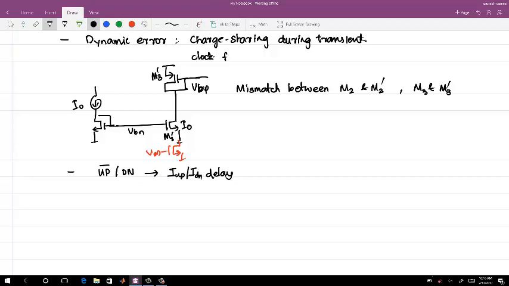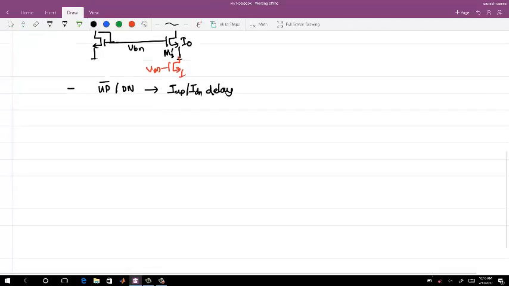Let's look at what happens if you have a mismatch in the current. What is the effect on the charge pump PLL? Let's start with the first one, mismatch. We will look at why these mismatches arise later. First, look at the effect of these mismatches: mismatch between I up and I down.